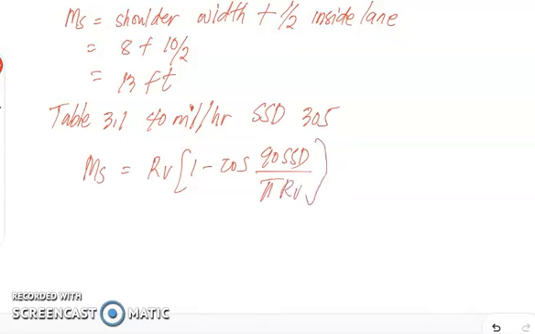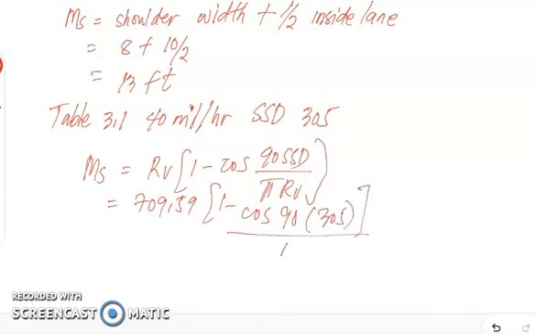So we simply have to substitute: 709.59 times 1 minus cosine of 90 times 305 all over pi times 709.59. This will give us 16.34 feet, which is greater than our 13 feet available MS. So the 40 miles per hour is too fast since this value is greater than 13. So we're going to consider 35 miles per hour.